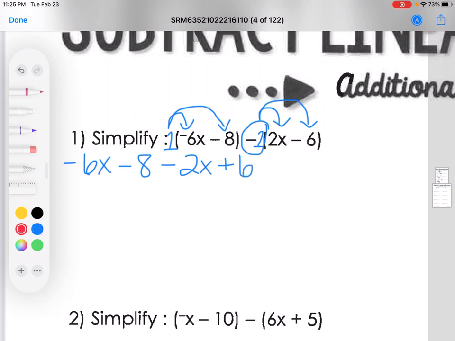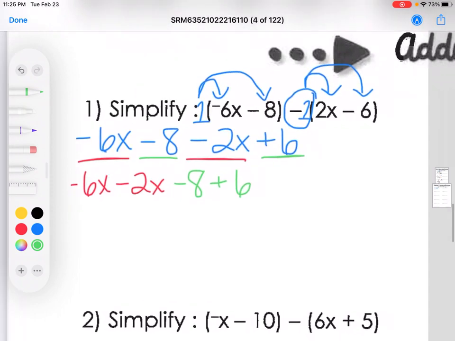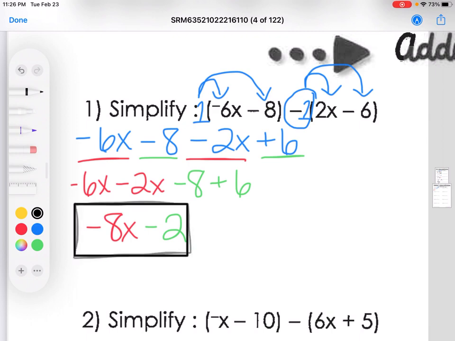So now I want to find my like terms. So I have negative 6x and then minus 2x, and then minus 8 plus 6. Now I have more than one term of each color, so that tells me I can simplify that. Negative 6x minus 2x is negative 8x, and negative 8 plus 6 is negative 2. So that gives me negative 8x minus 2.